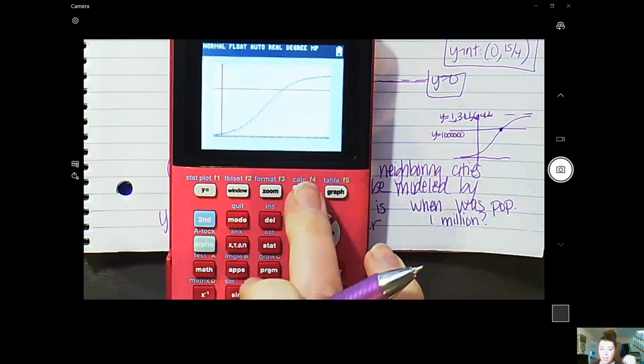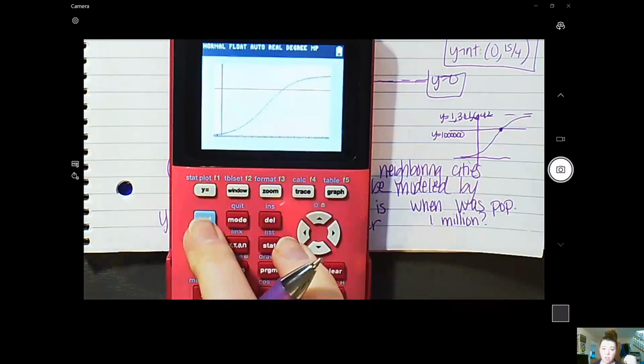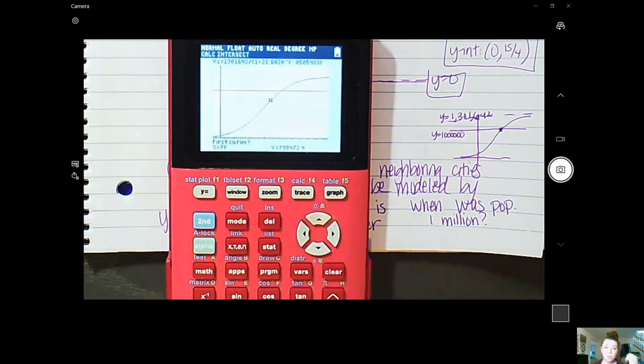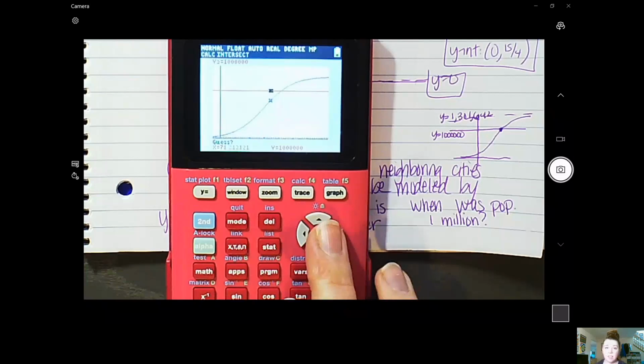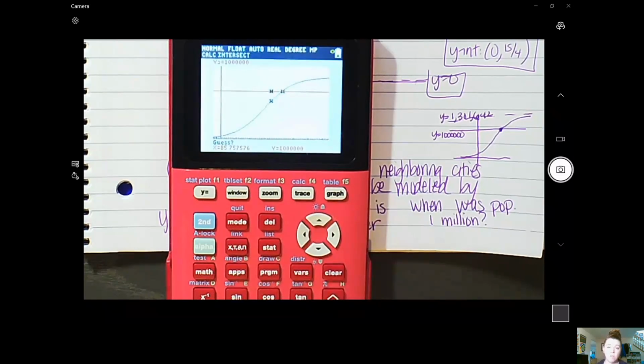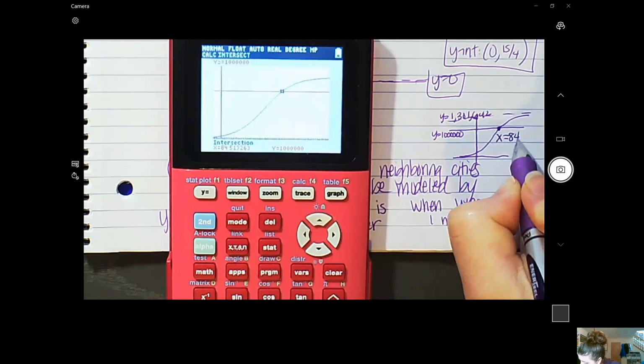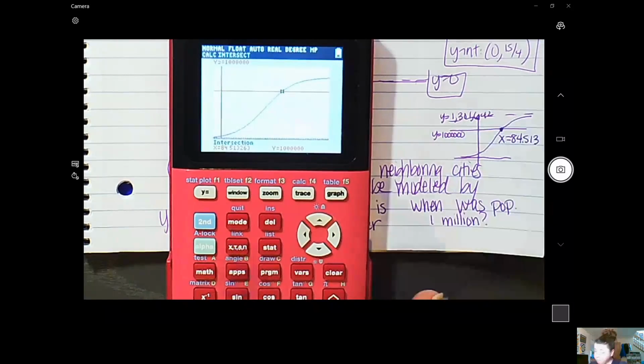On your calculator, you're going to use right there where it says calc. So second calc, and I want to know where these two things intersect. It's been a while since we've done that. When it says first curve, you hit enter. When it says second curve, you hit enter. And when it says guess, you just move it to where they touch. Now this is easier on Desmos, because on Desmos you can just touch the place where they intersect and it'll tell you what x equals. So this is telling me that x equals 84.513.